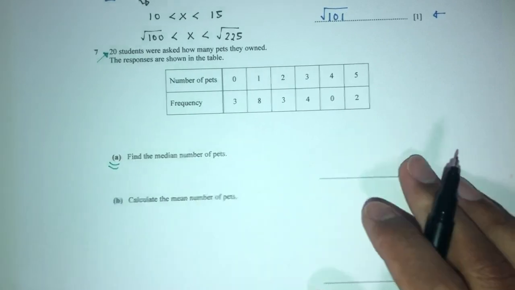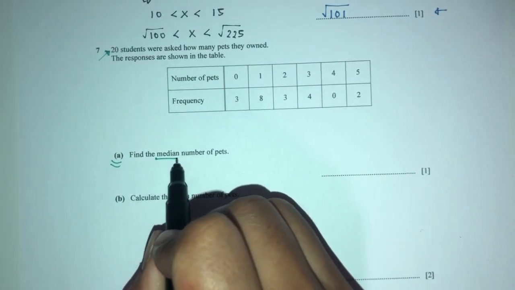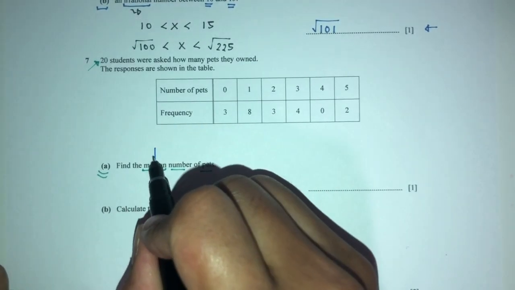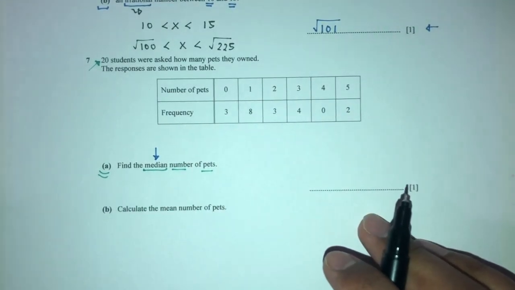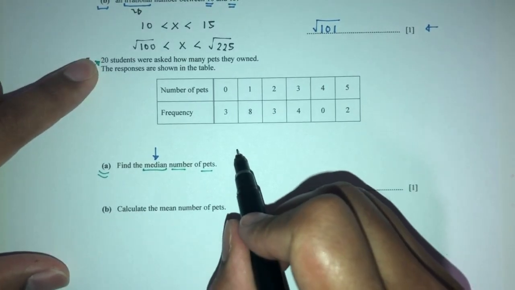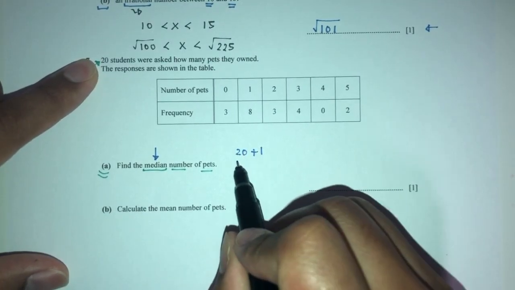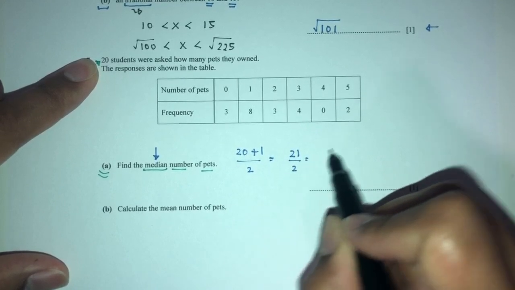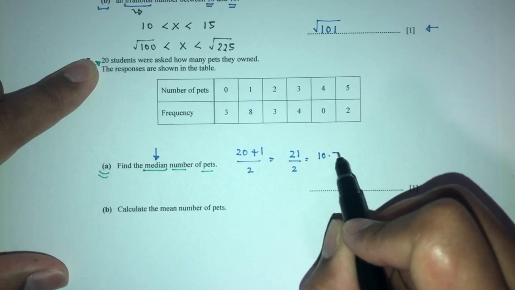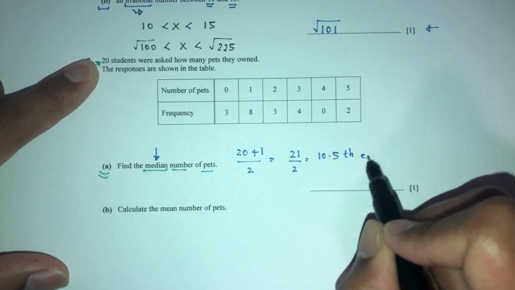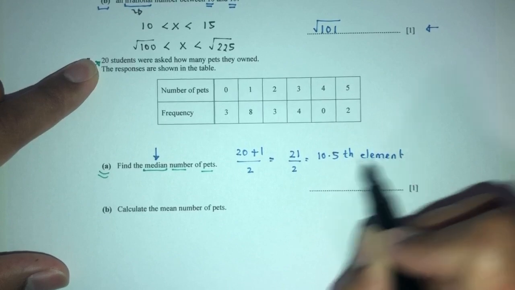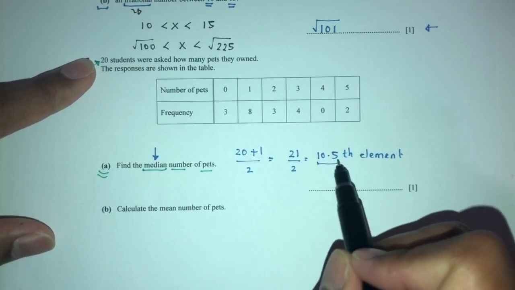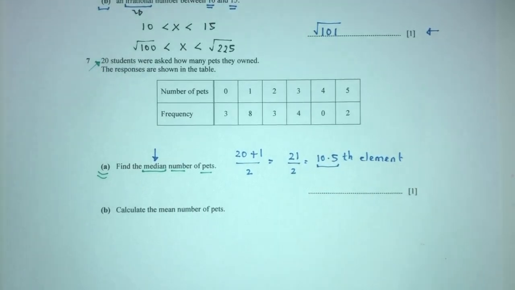Now for part 1, we have to find the median number of pets. The median is the middle value. So how do you find the median? You would say the total number of students, 20, plus 1, divide by 2. That will be 21, divide by 2. That should be what? 10.5th element. If that makes sense, right? Because 21 divided by 2 is 10.5, the middle value is exactly at the 10.5th element.